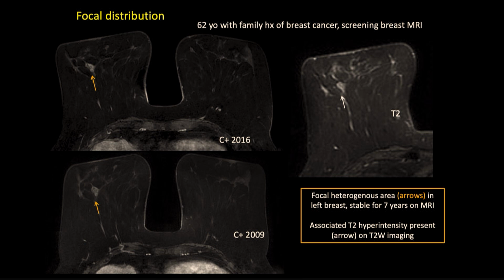This is focal distribution. This is a 62-year-old woman with a family history of breast cancer. She's presenting for her screening breast MRI, and you can see in 2009 on the bottom, and then compared to above in 2016, there is a focal area of heterogeneous NME with some intrinsic T2 hyperintensity. This was stable for at least 7 years, so this is benign.